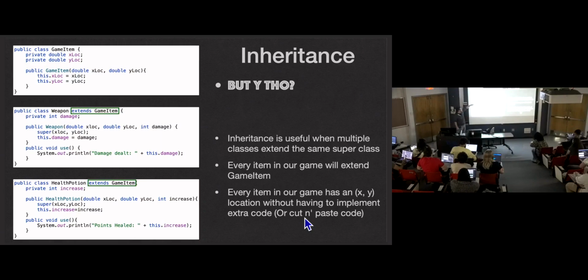If we have weapon and health potion both extending game item, the game item functionality, the state and behavior, we only have to write one time. We write it once, and then that state and behavior exists in both classes. Every game item, we want to have this location functionality, so we put it in the game item class, and now weapons and health potions have that location functionality.